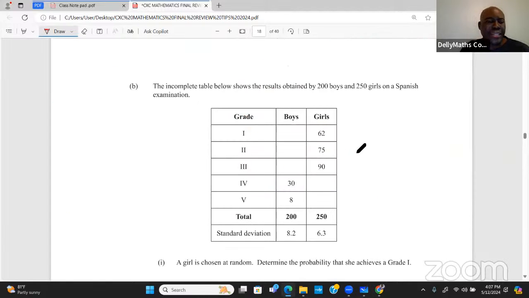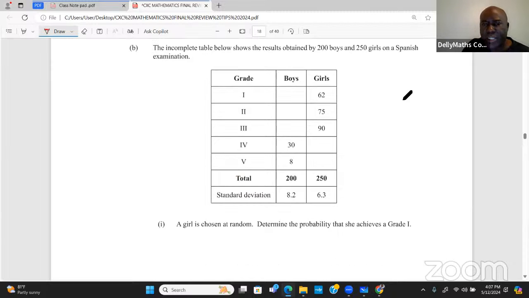All right. So the other question says, the incomplete table below shows the results obtained by 200 boys and 250 girls on a Spanish examination. So this is a Spanish examination. We're dealing with boys, we're dealing with girls. As you can see there, you want to observe the table. You have grade 1, grade 2, grade 3, grade 4, grade 5. It's incomplete because they never filled out all the places. So we're just going to work the question based on what they're asking us.